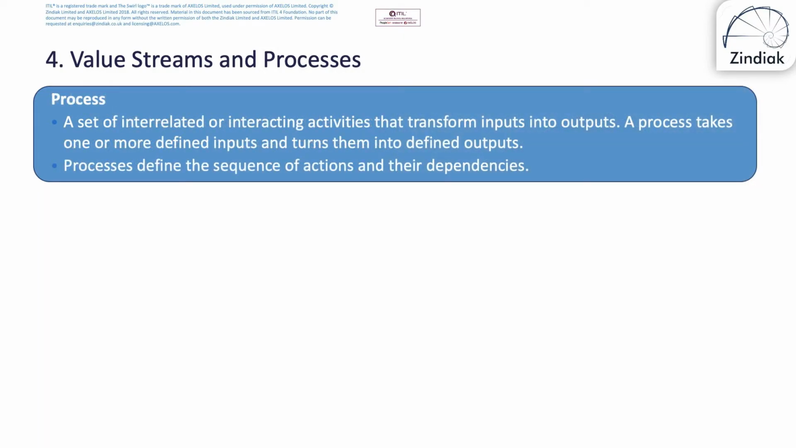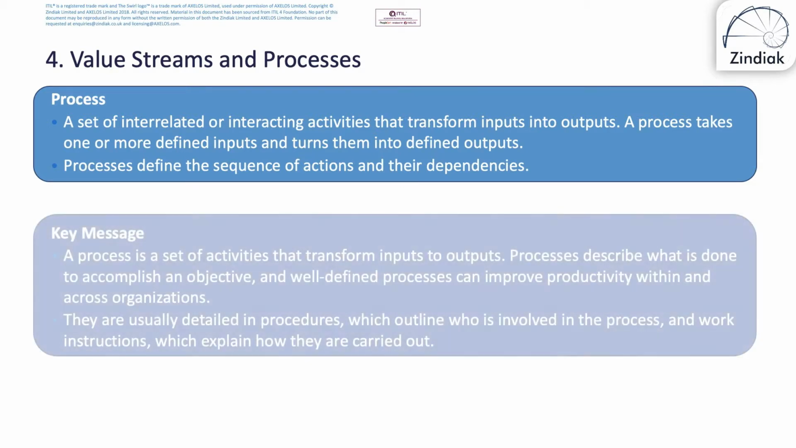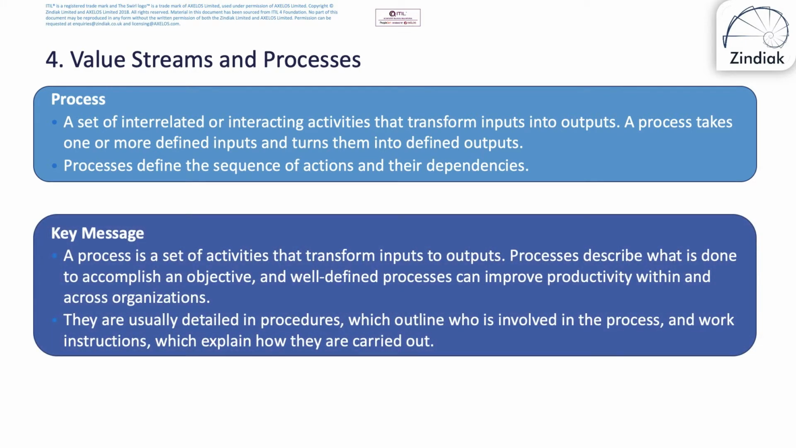A process is a set of interrelated or integrating activities that transform inputs into outputs. A process takes one or more defined inputs and turns them into defined outputs. Processes define the sequence of actions and their dependencies. A process is a set of activities that transform inputs to outputs. Processes describe what is done to accomplish an objective, and well-defined processes can improve productivity within and across organisations.